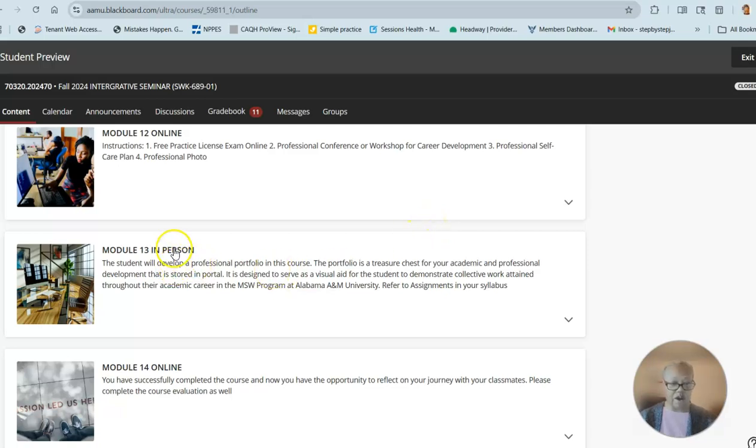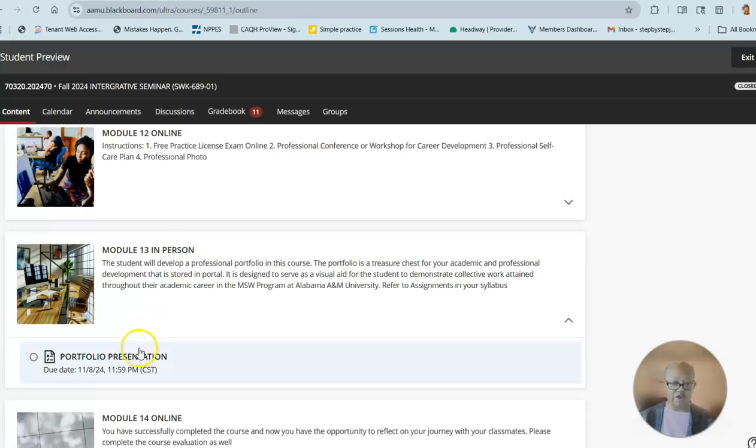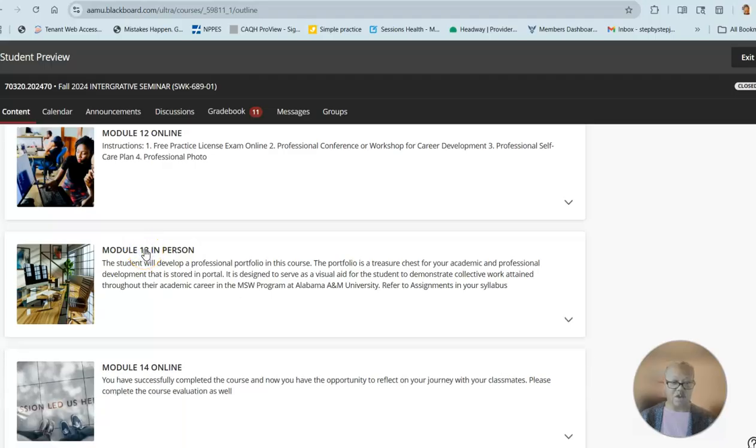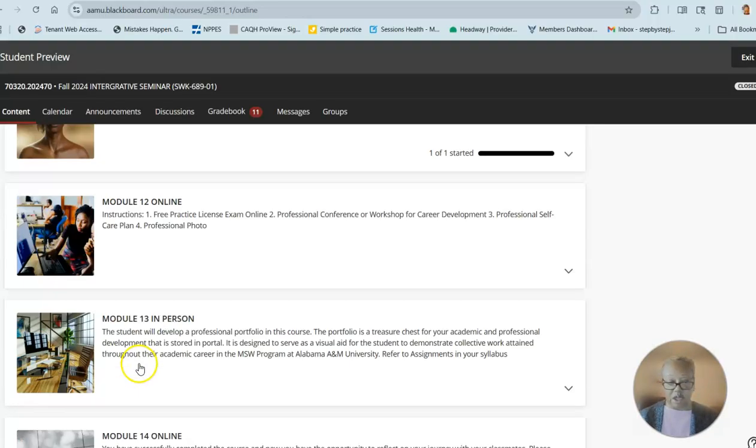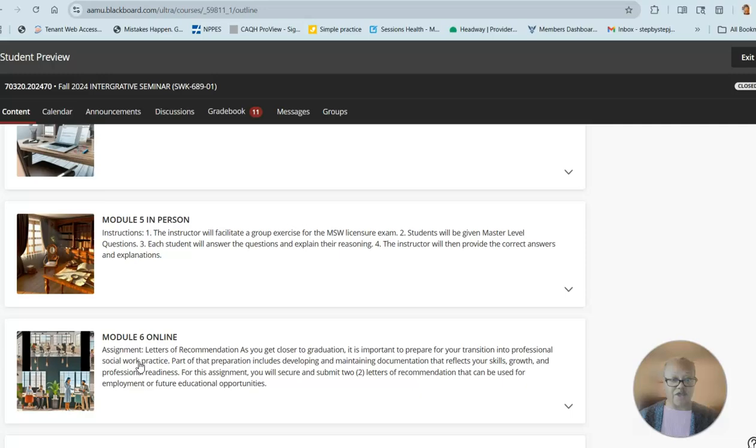Here is where you will be presenting your portfolio to the class. It's going to be an oral presentation. It will be on Zoom. As the instructions indicate in the syllabus, you'll have a PowerPoint presentation that you will do. And then in Module 14, it will be a time to wrap things up.